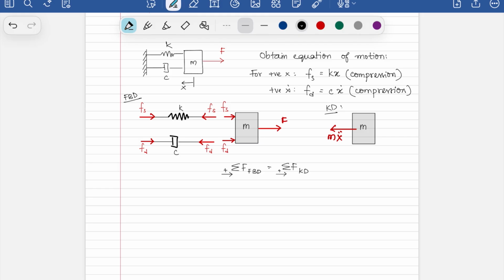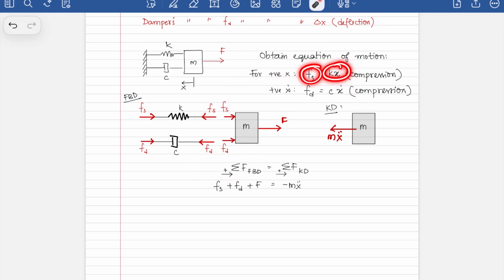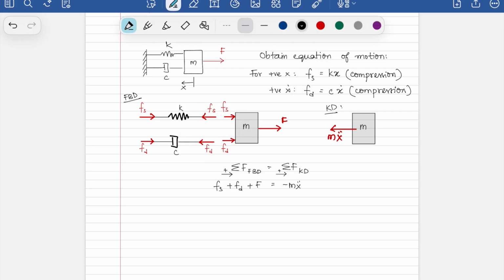So I said that going to the right is positive. That means I now have Fs to the right is positive, plus Fd to the right is positive, plus capital F to the right is again positive, is equal to, and on the right-hand side you have to the left, so minus m x double dot. By doing all of these things, we're defining the magnitudes here and the directions here, kind of separating that cognitive load, which will allow you to get the correct answer even in stressful situations like exams and so on.